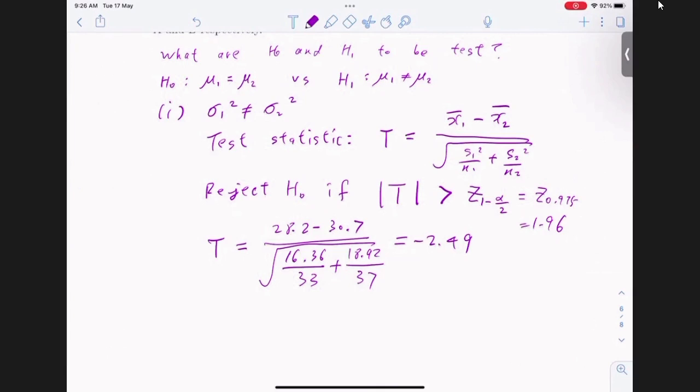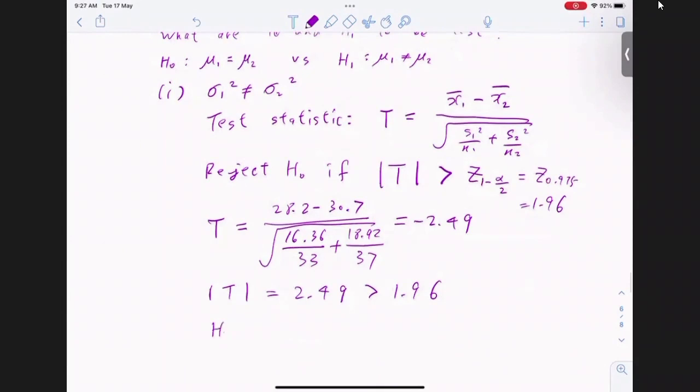And since we are doing the two-sided test, we will just simply use the magnitude. So we drop the negative sign. Compare this magnitude of the test statistic with the critical value. We find that it is greater than the critical value. So the conclusion of the test is that we reject the null hypothesis at 5% significance level. The data shows enough evidence for us to indicate that the two population means are different. So this is how, in general and typically, we do the two-sample t-test.